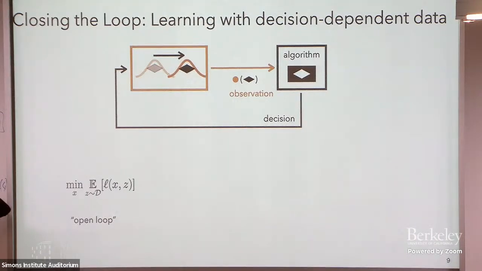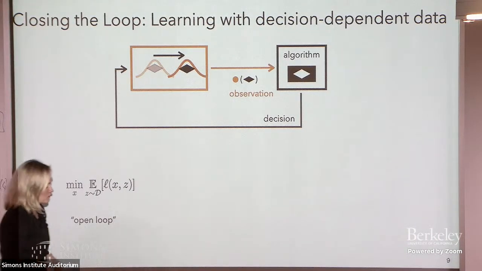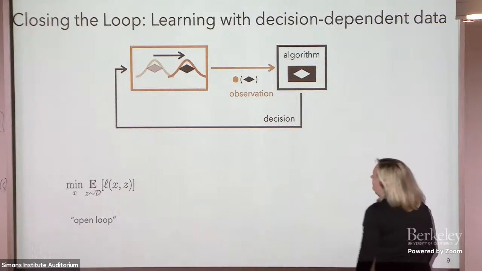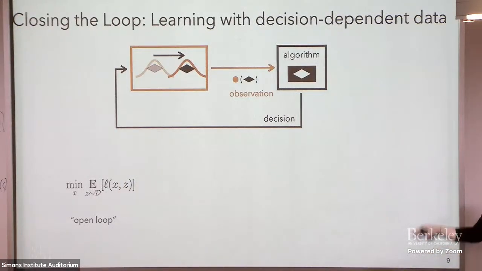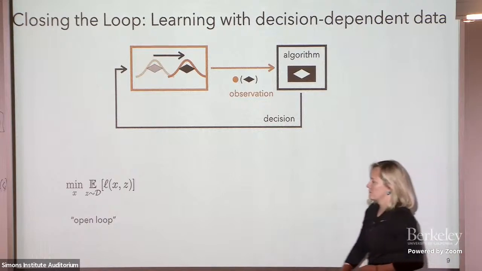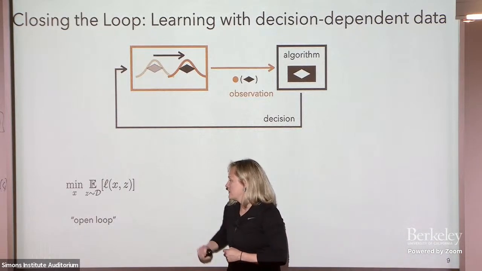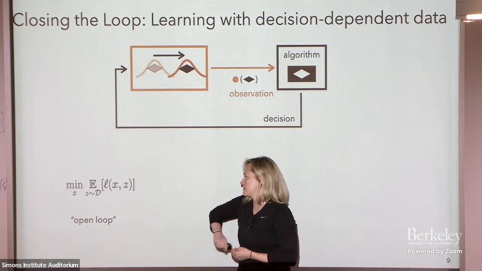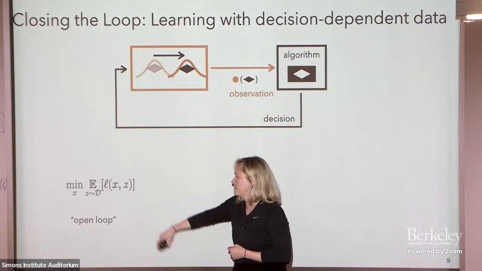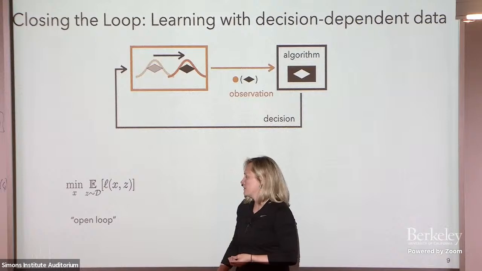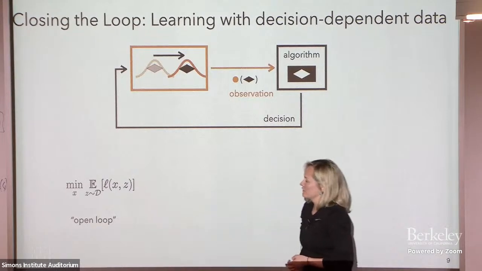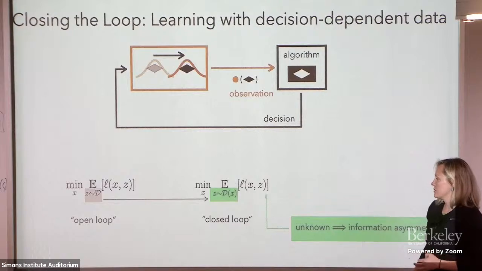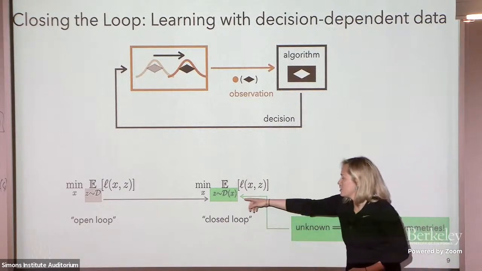In both of these examples, we're ignoring the feedback loop in the design of the algorithm. So we want to start moving towards a set of algorithms that can account for this kind of behavior. To set up the problem space, on your left we're seeing the open loop problem. We want to solve some expected loss minimization problem, or risk minimization problem. You can also do this in the context of empirical risk minimization, but I'll just talk about the expected loss case. And we want to move towards considering a decision-dependent distribution.